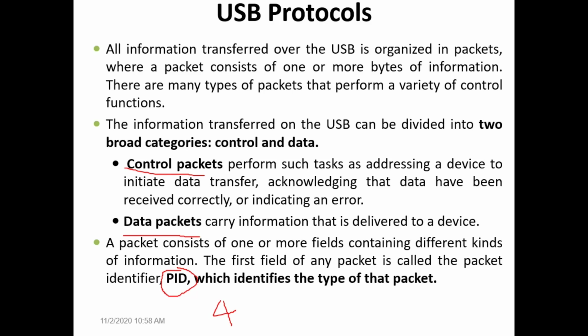Looking at the PID, you can say whether the packet contains actual data, or whether it contains control information, and which kind of control information: whether the packet is initiate data transfer control, an acknowledgement, or about assigning a new address. So looking at the PID, or packet ID, in a packet, we can identify what kind of packet it is or what kind of information it is carrying.